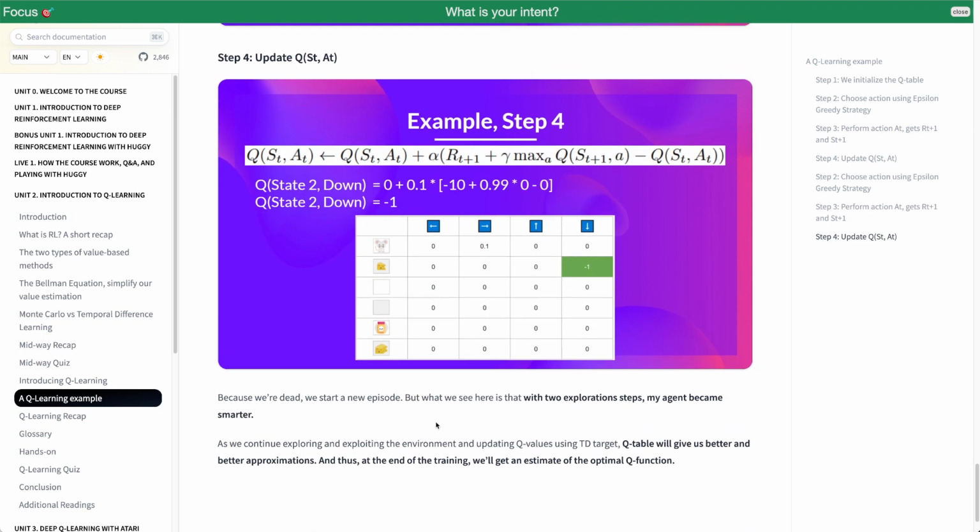As we continue exploring and exploiting the environment and updating Q values using the TD target, the Q table will give us better and better approximations, and thus at the end of training we will get an estimate of the optimal Q function. So let's think about why this is smarter. Well, when you're just a mouse starting off, what is a good direction to go towards? Everything is 0 because these are unexplored, but going right gives you some estimation that there is a positive reward here, right? So we're at 0.1. Going right may be good.